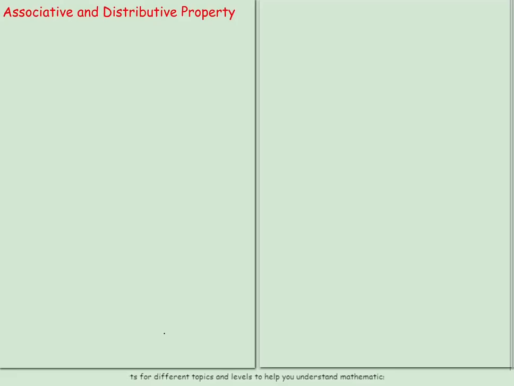In our previous lesson, we looked at the commutative and the closure property. In this lesson, we are looking at the associative and distributive property, and then we'll solve some questions, and I'll give you some exercises for you to try on your own. So without much ado, let's quickly look at what the associative property is.